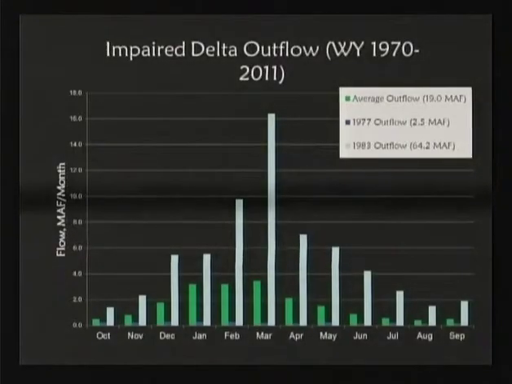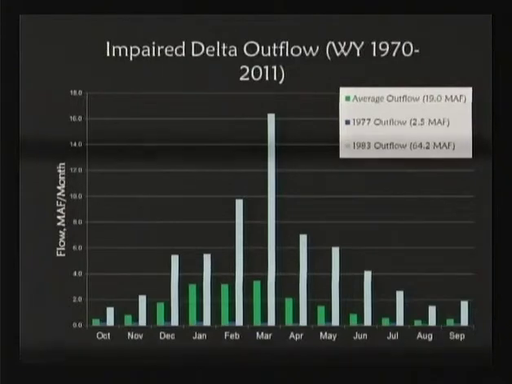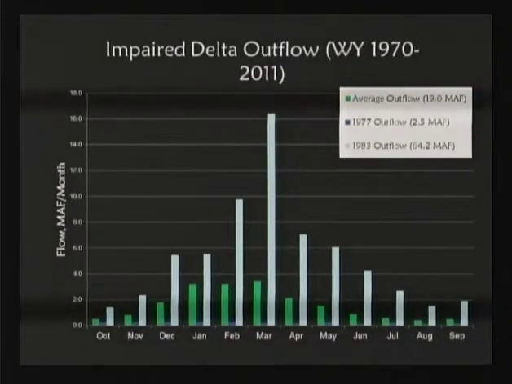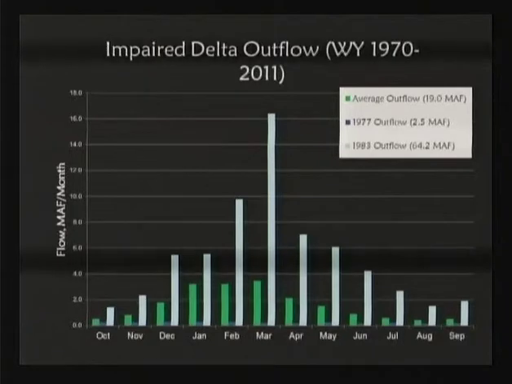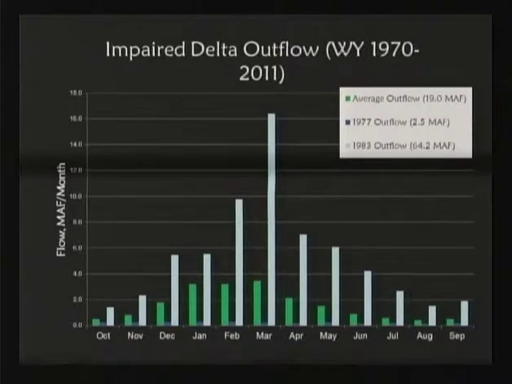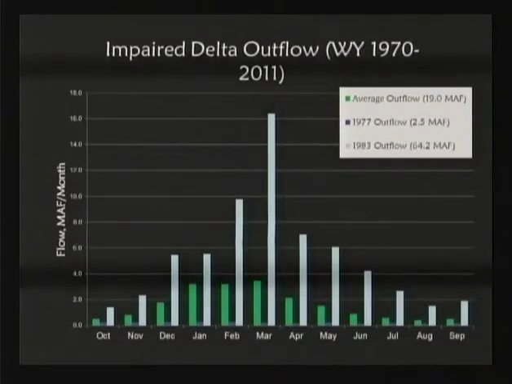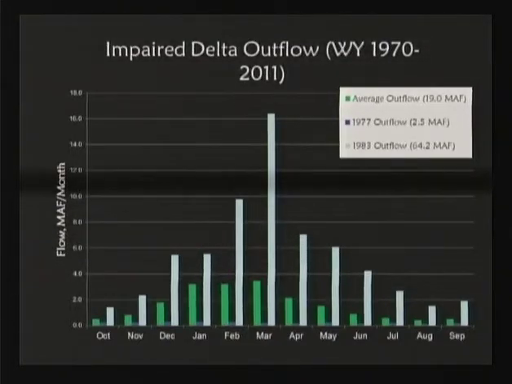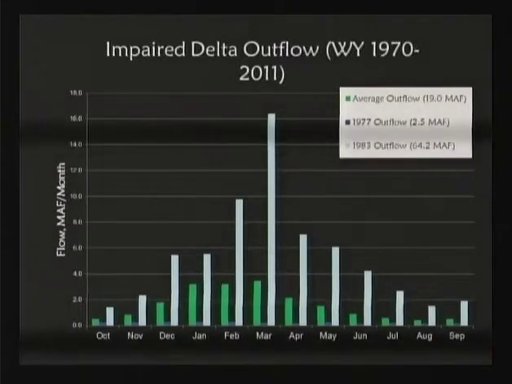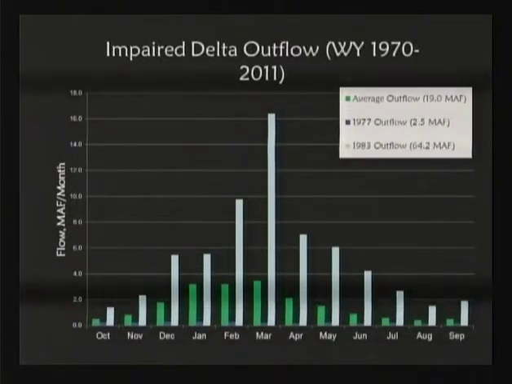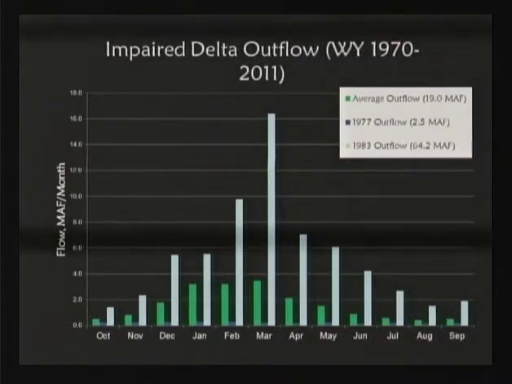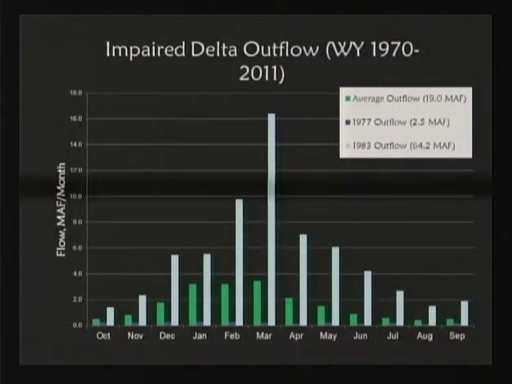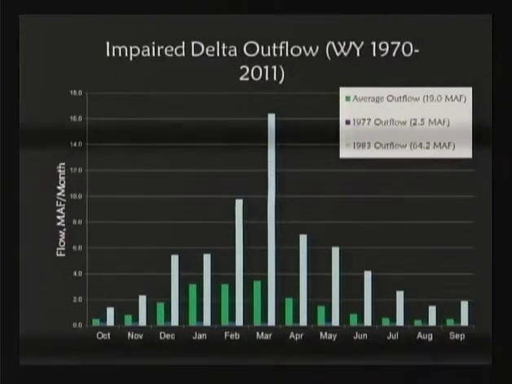And here's the results of that. This is impaired delta outflow, the actual outflow from Dayflow data. This shows the average in green. The light blue is a very wet year, one of the wettest years, 1983. And the dark blue is 1977, one of the driest years. So you can see that much of the outflow in the system is really unregulated.